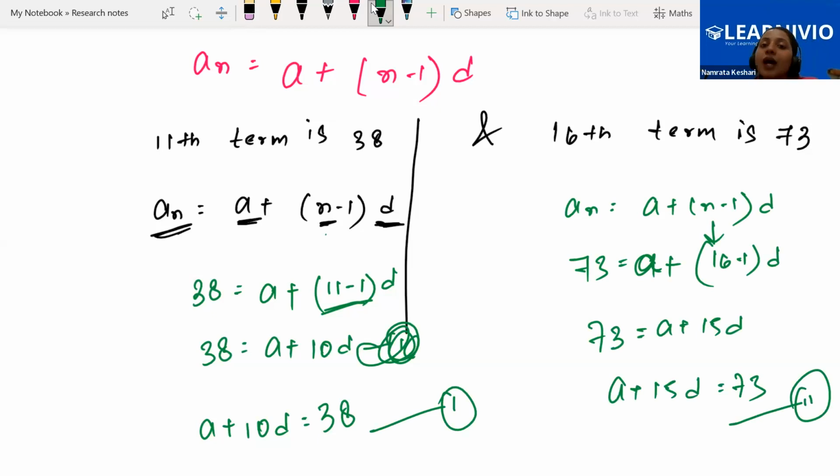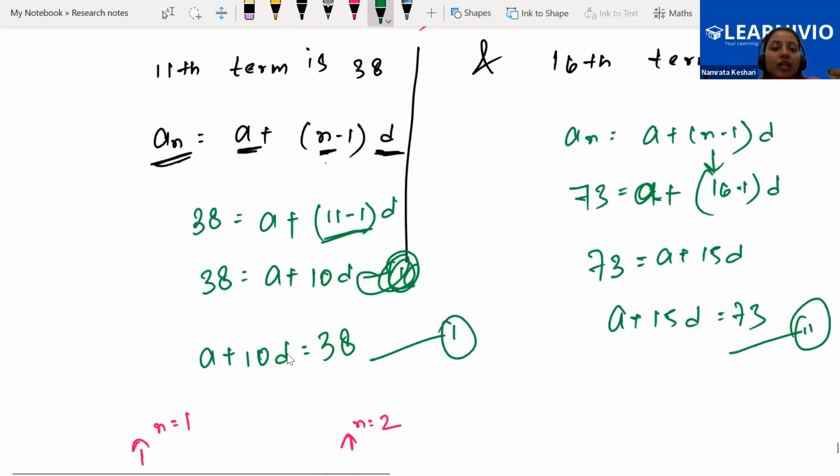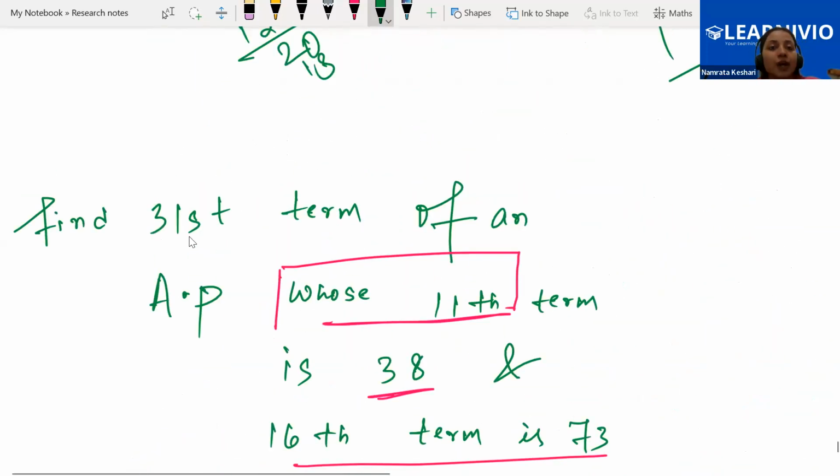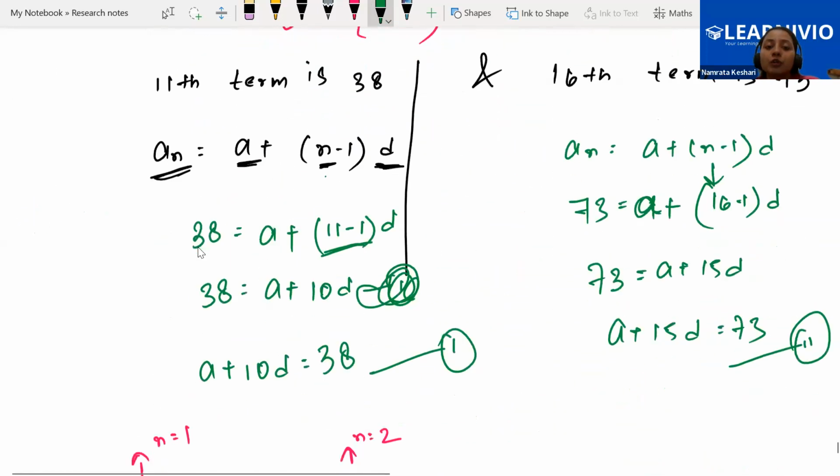Now if you have learned the chapter Pair of Linear Equations in Two Variables, you can see we have two equations where we have to find the value of a and the value of d. By which method? Method of substitution or method of elimination? We can use any method. Now we will simplify and find the values of a and d from here. But we have to find the 31st term, which we will find after finding a and d from our two equations.